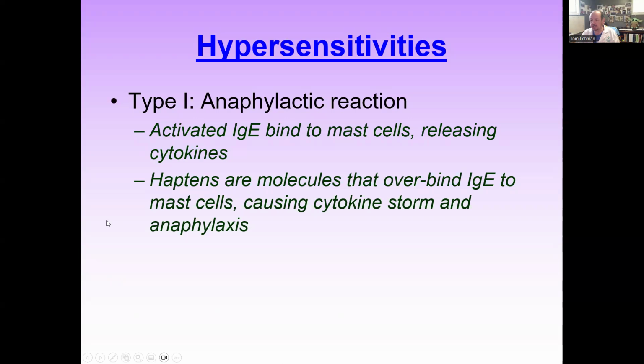But haptens are molecules that will cause IgE to overbind to that mast cell, so they don't just tap it and signal it once. They will cement to it and cause it to constantly release out more and more of the cytokines like histamines. Haptens can be a variety of molecules, such as the oils found in poison ivy or poison oak.